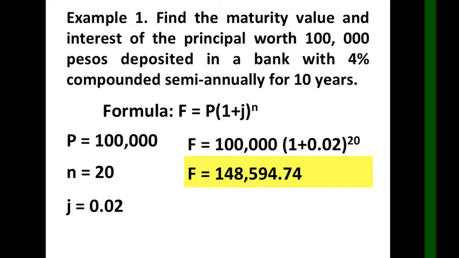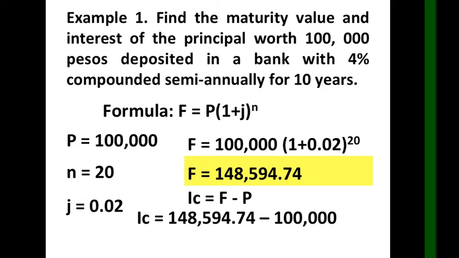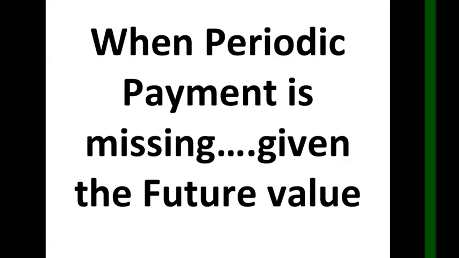For the interest, we have the formula I sub C equals F minus P. Our F is 148,594.74 subtracted by 100,000 and we will get 48,594.74. So that's the first condition. When the future value is missing, we will use the formula F equals P quantity 1 plus J raised to N.